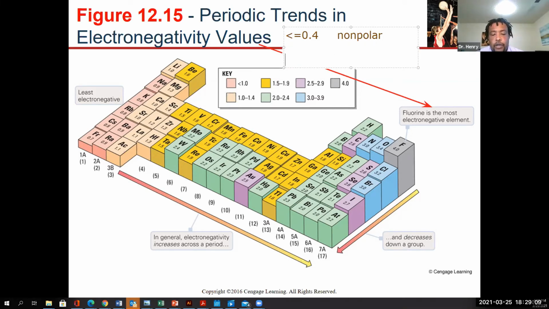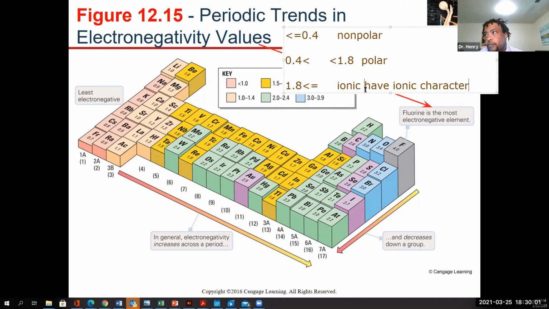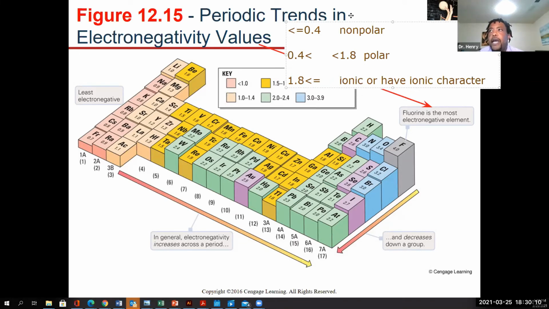If we are greater than 0.4 but less than 1.8, then it's considered to be polar. And then if we are greater than or equal to 1.8, then we are considered to be ionic or have ionic character. Okay, so these both are covalent bonds. This is an ionic bond. Okay, now how do I calculate this?